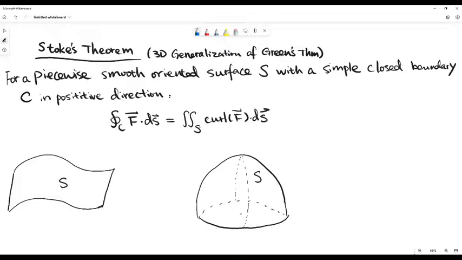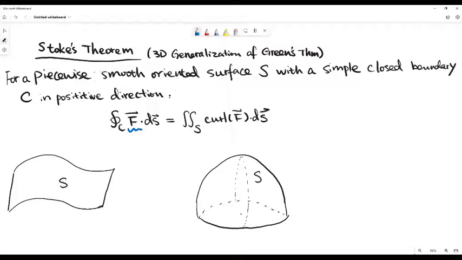Now, the Green's theorem only works if this vector field F is a two-dimensional vector field, and this curve C is a two-dimensional curve, so that the region D enclosed by it is a region in the xy plane where we can do a double integral for it. Now, this is Stokes' theorem.